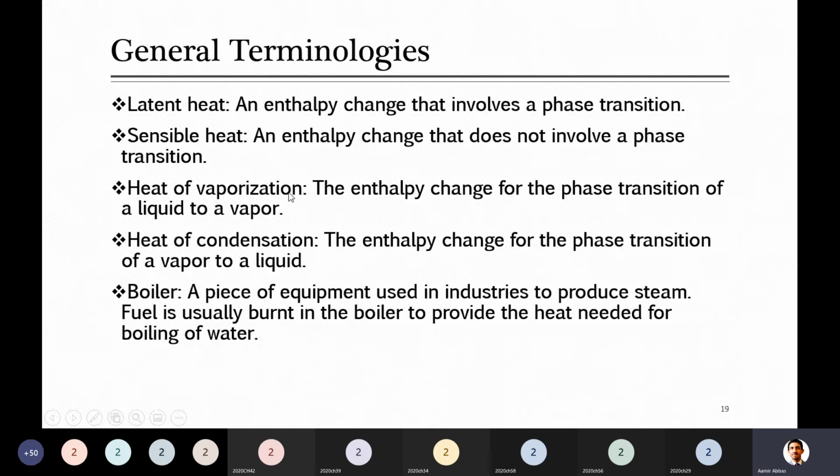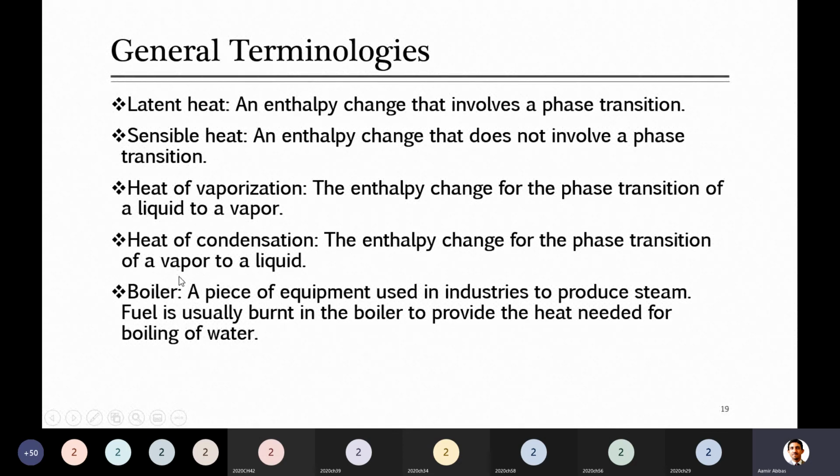And the inverse of this, if you just reverse this process, you have the vapor, and when you condense it to the liquid, that is called condensation. The enthalpy change during this process will be named the heat of condensation. So these are just simple definitions. You can go through them, and a few are already discussed.